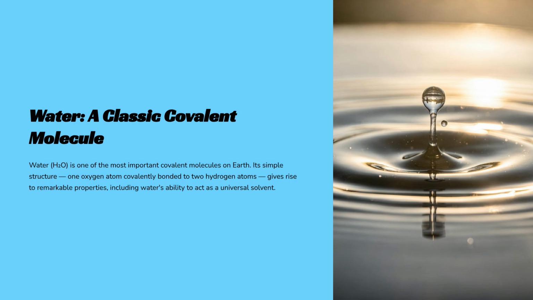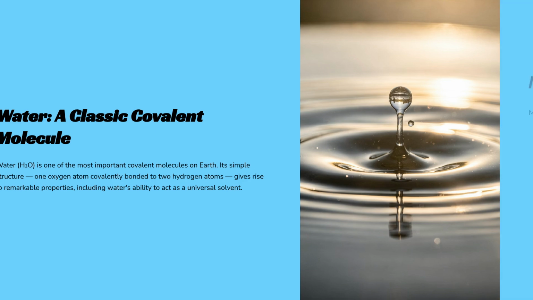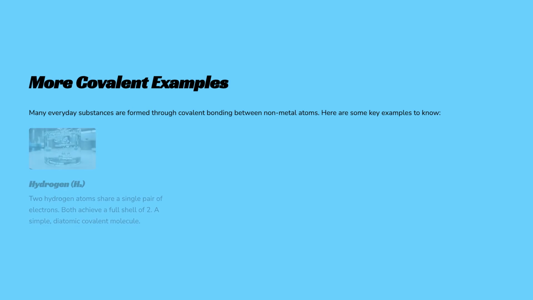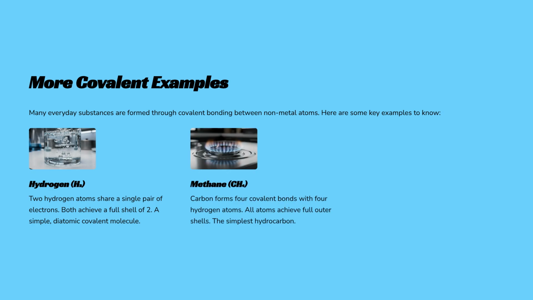Its simple structure, one oxygen atom bonded to 2 hydrogen atoms, gives it remarkable properties, such as being a universal solvent. Other covalent examples include hydrogen gas, which is a diatomic molecule with a single shared pair. Methane, carbon tetrahydride, is the simplest hydrocarbon, with carbon forming 4 covalent bonds.